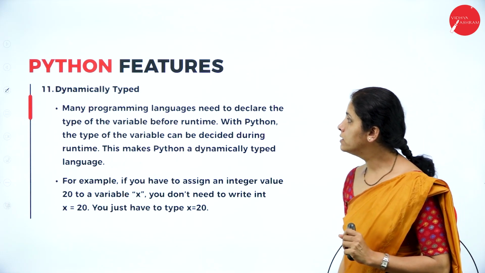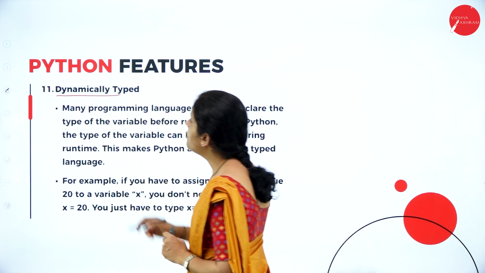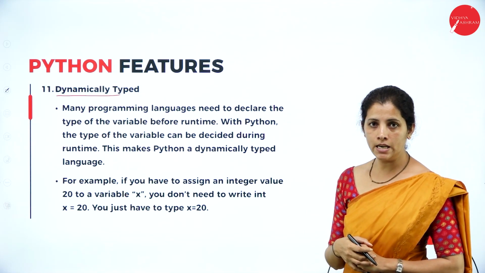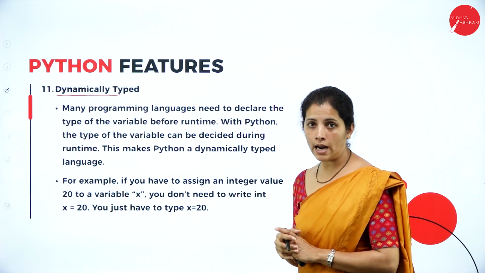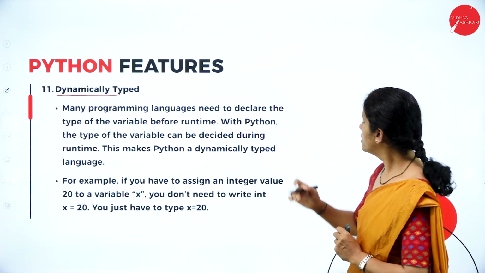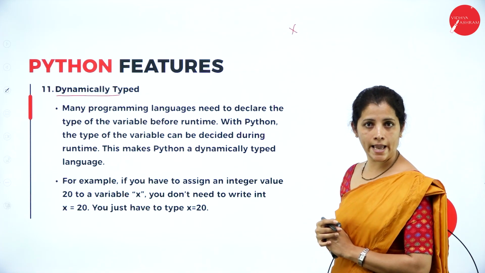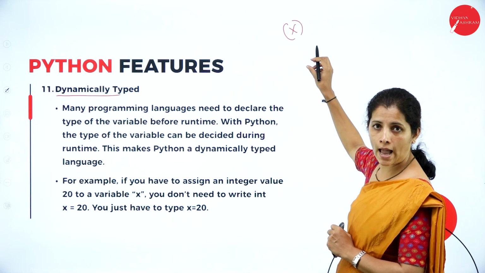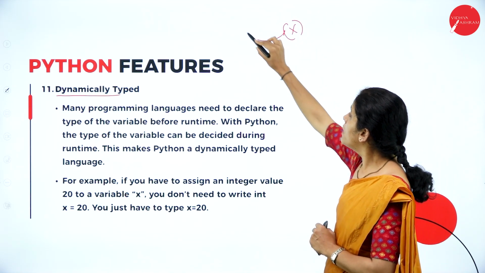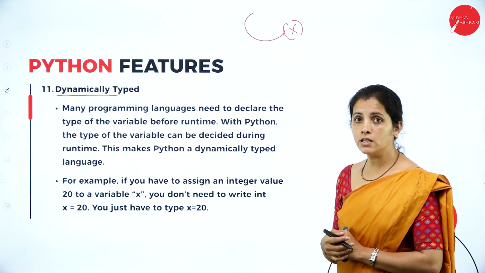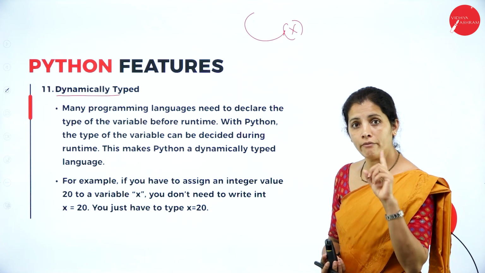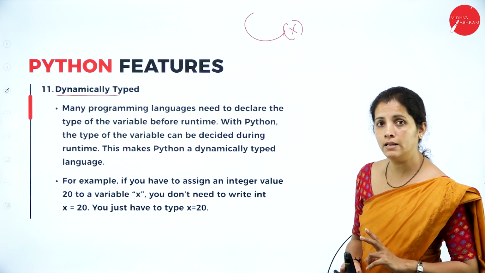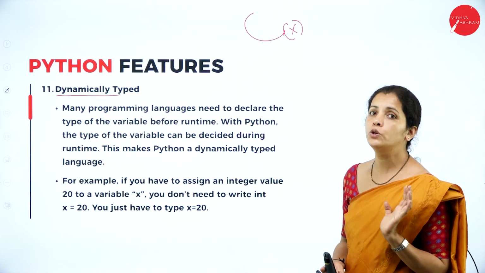Now, Python is dynamically typed. So what is the meaning of dynamically typed? See here, if I consider another programming language, for example C. Think that I have the variable x, and if I want to use this variable in my program, I want to declare the variable. So what is the rule? Before using the variable in my program, I want to declare the variable. So first declaration, then I am going to use it.